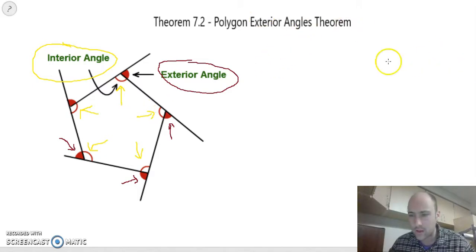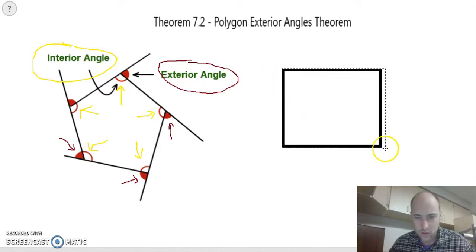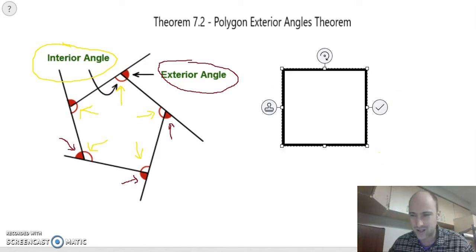Let's draw a polygon that we all know really well, the square.